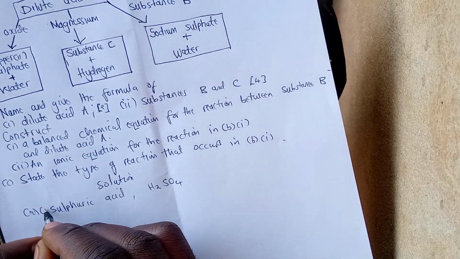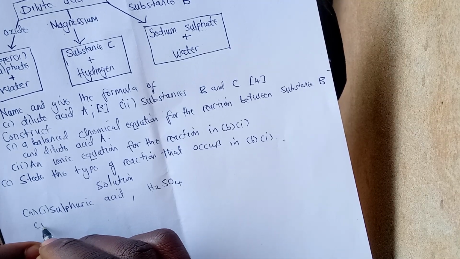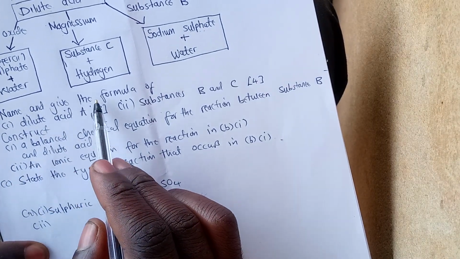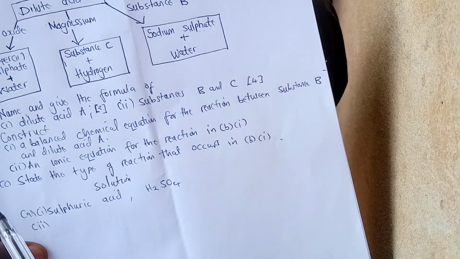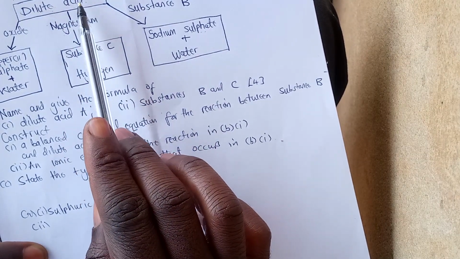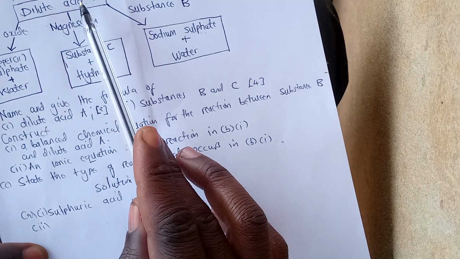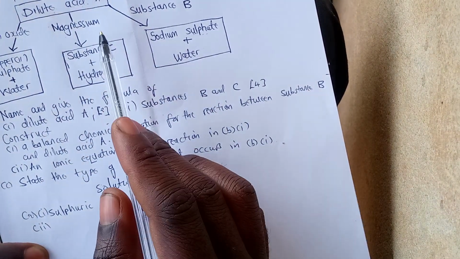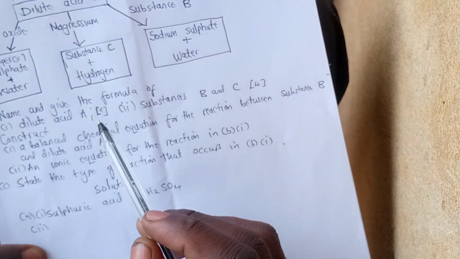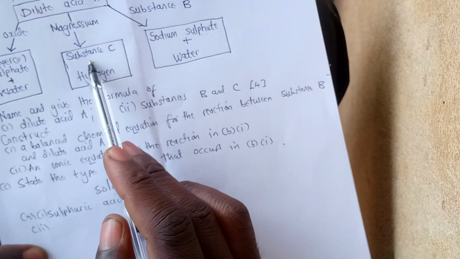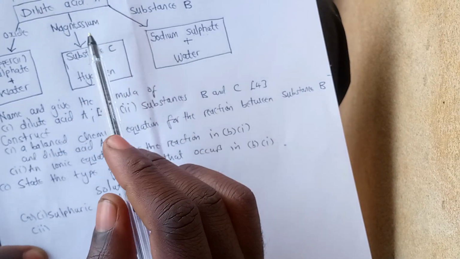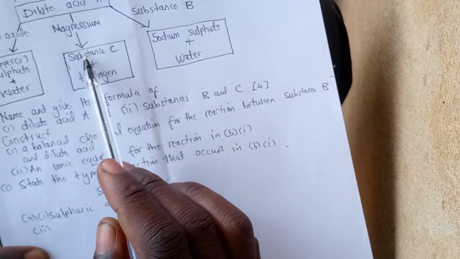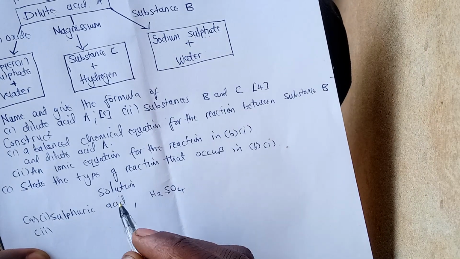So let's go to A2. The same question: name and give the formula of substances B and C. Since we now know that acid A is dilute sulfuric acid, if this dilute sulfuric acid reacts with magnesium metal, it will give us magnesium sulfate plus hydrogen gas. So that is C.